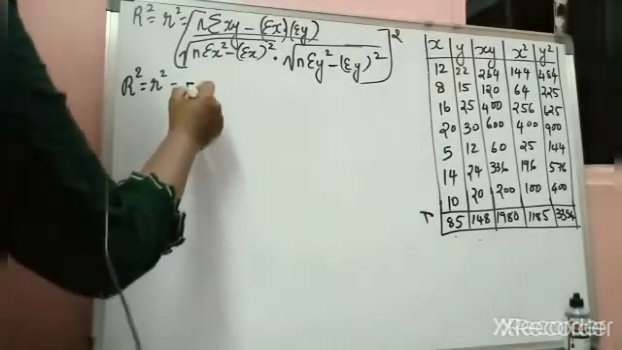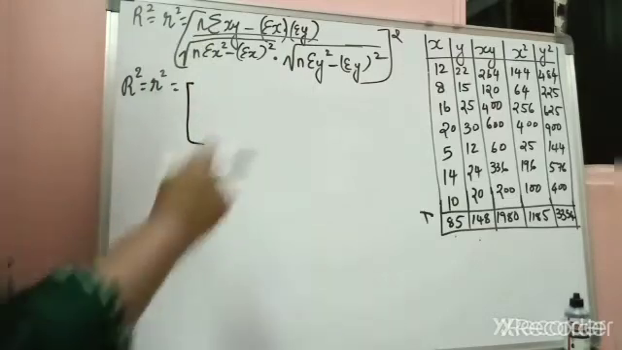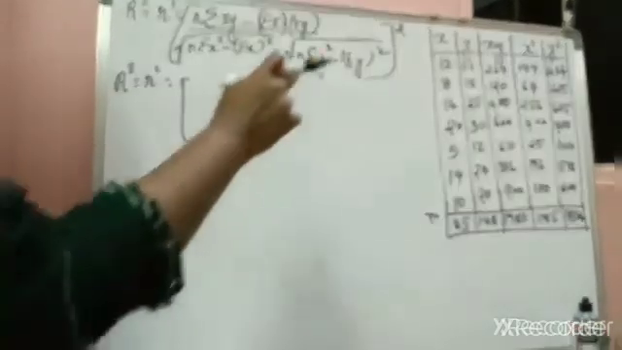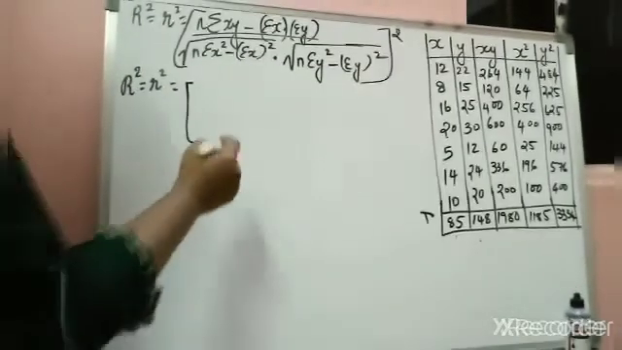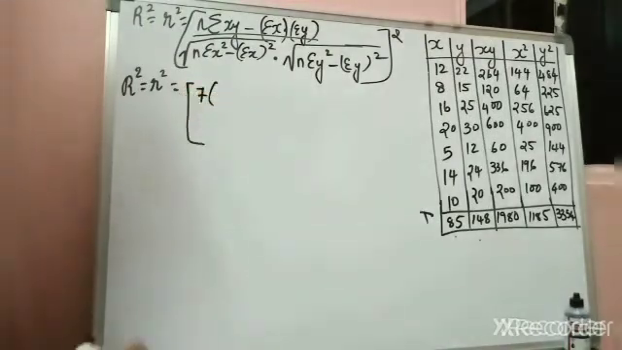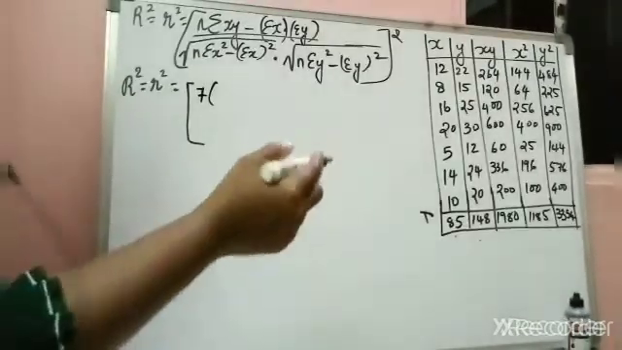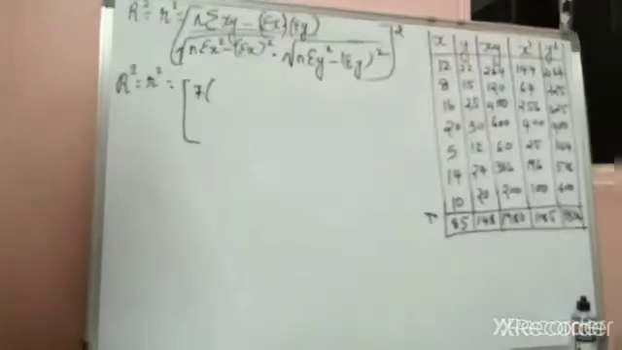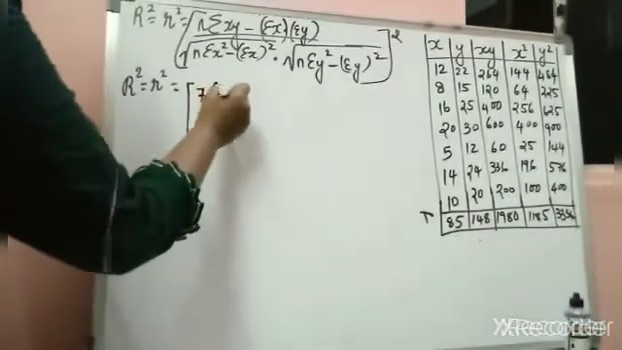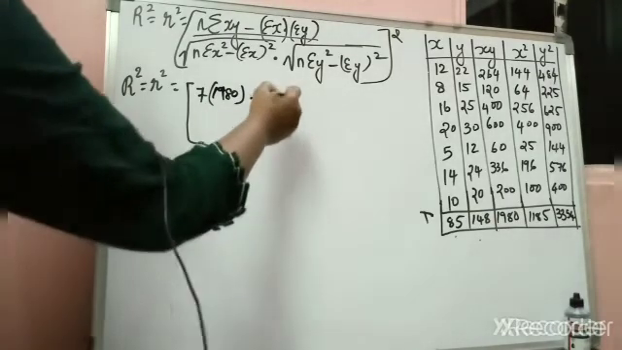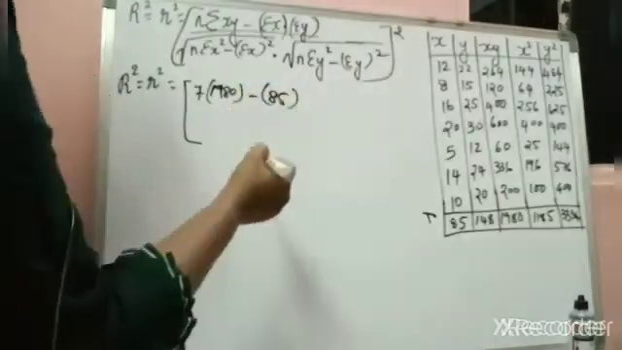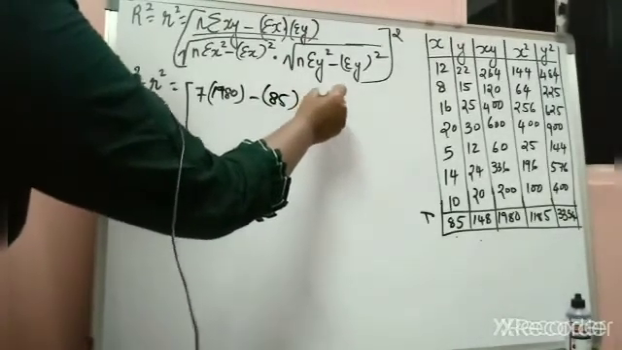Now let's calculate. So we are taking the square. What is your n in this? You can calculate like this: 1 2 3 4 5 6 7. So your n is 7. Clear? Then your sigma xy total is 1980. So here you have to write it like this: 1980 minus sigma x. What is sigma x? It is 85. Sigma y, that is 148.